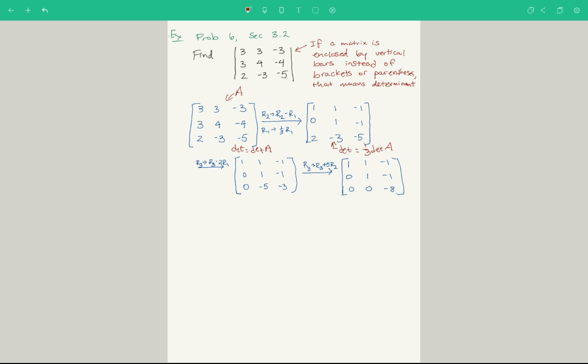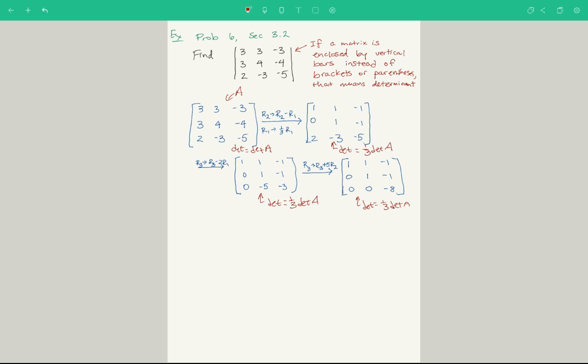Our next step was row replacement. Row replacement doesn't do anything. So the determinant of this matrix is the same as the determinant of the one before it. And the determinant of that one was a third of our matrix A, which is what we're trying to find. And then we do one more row replacement. So again, the determinant of this is still 1/3 of the determinant of A.